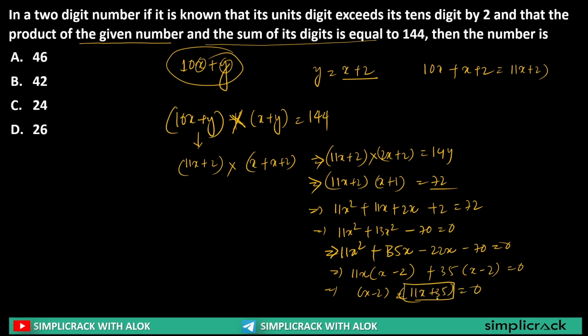Now this whole thing cannot be possible, because if x is negative, it can't be a 2-digit number, right? So x minus 2 we will consider. So x is equal to what? X is equal to 2. So if x is equal to 2, y is equal to what? Y is equal to 4. So the number is what? 10 into 2 plus 4, that is 24. C is the answer. See, this is a calculative question. You need to understand how to approach this question.